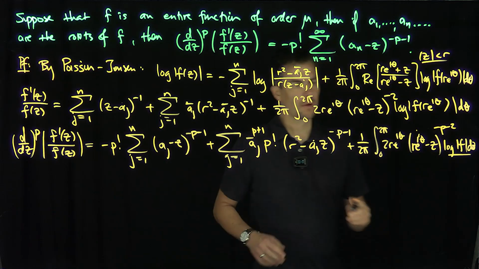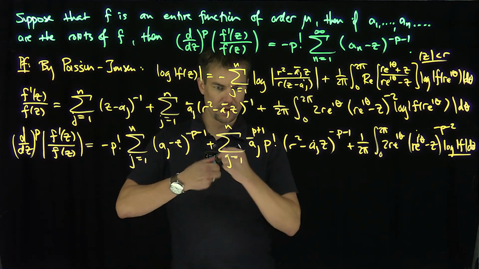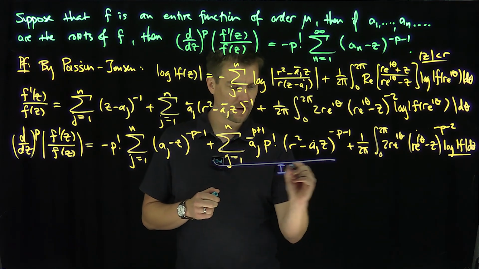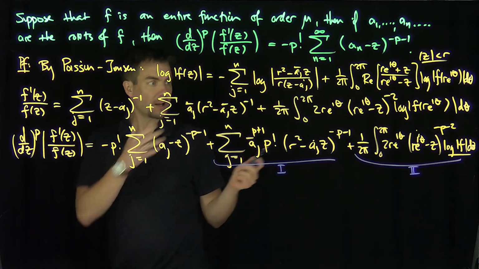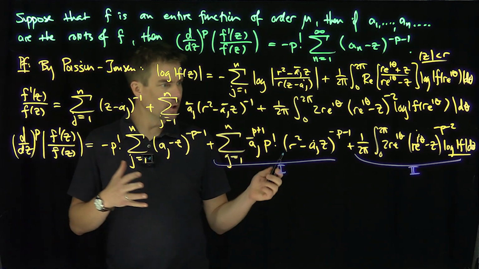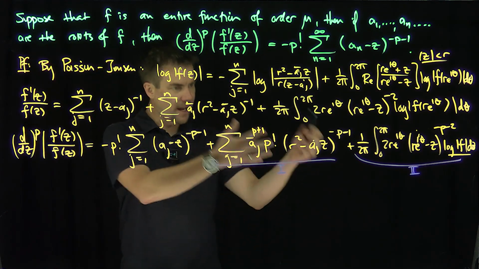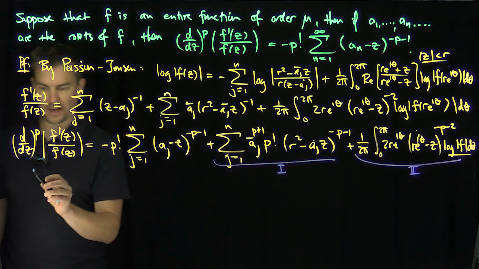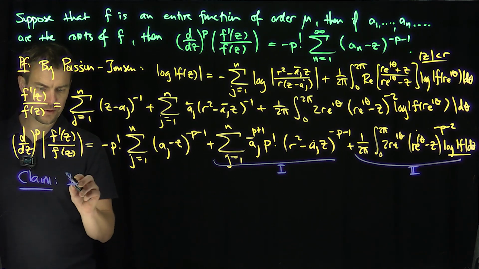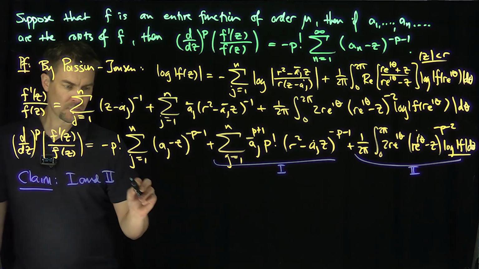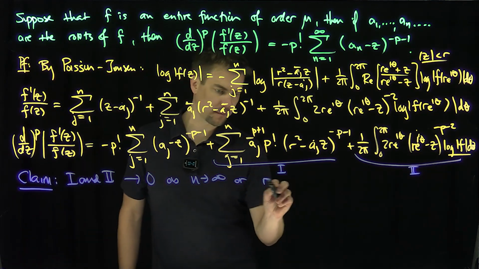Okay, good. Excellent. And so now I'd like to show that these terms over here, so let's label these terms. Let's call this term over here 1, and let's call this term over here 2. I'd like to show that as n goes to infinity, what's happening to r? That means r is going to infinity, right? As r is going to infinity, as n is going to infinity, 1 and 2 go to 0. So I claim 1 and 2 approach 0 as n goes to infinity or r goes to infinity.